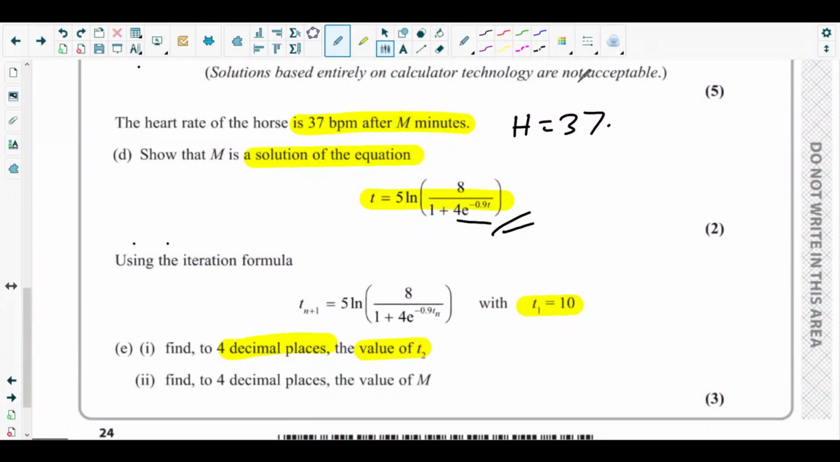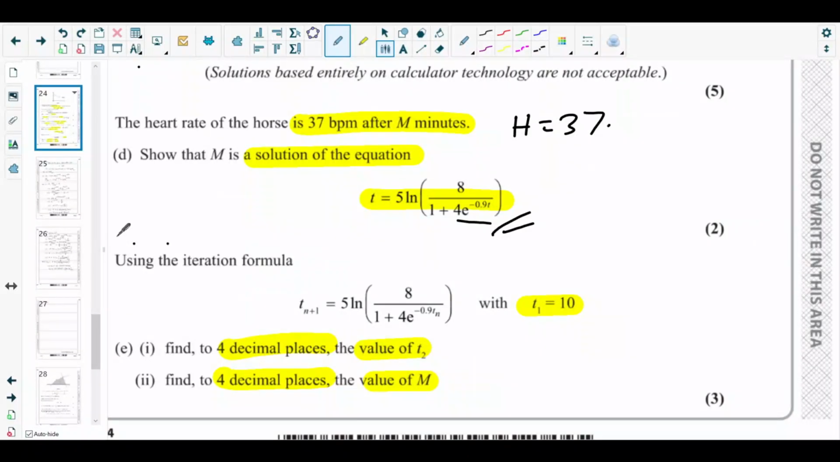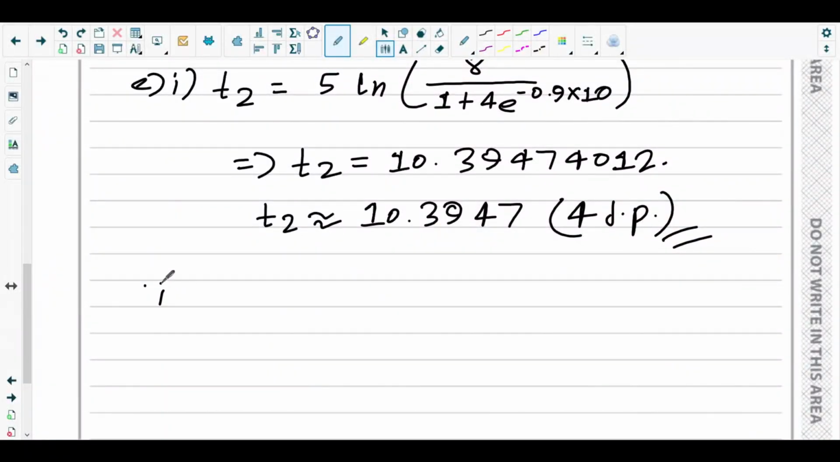Fine. Okay, next is part E2. In part E2, they are asking to find, to 4 decimal places, the value of M. Okay, so we need to find out the value for M. M is the solution to this iteration equation, isn't it? So let's solve this iteration equation that we have derived. Iteration means we need to do the process repeatedly, isn't it? So in that case, how do we approach it?